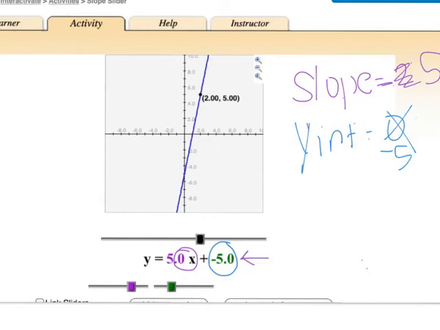So the number attached to x affects the direction of the line and how steep it is. That's our slope, right? Slope measures steepness. That green number, the constant, that affects where we're starting. It has nothing to do with the direction of the line. It has nothing to do with how steep the line is. It affects where the line starts on the graph. That's our starting spot, or our y-intercept.